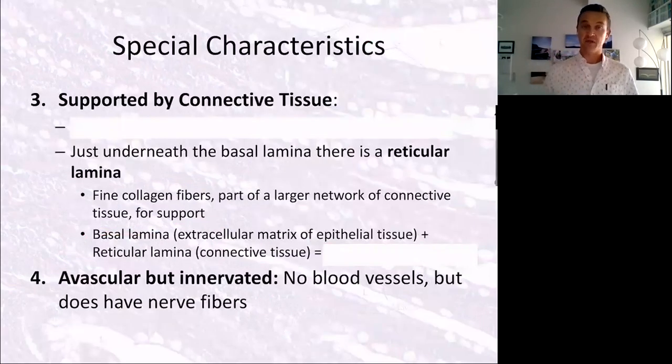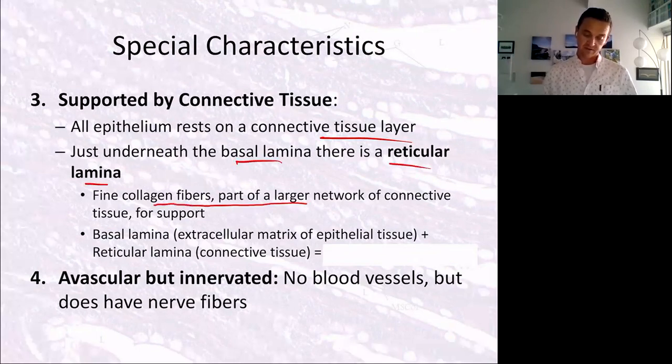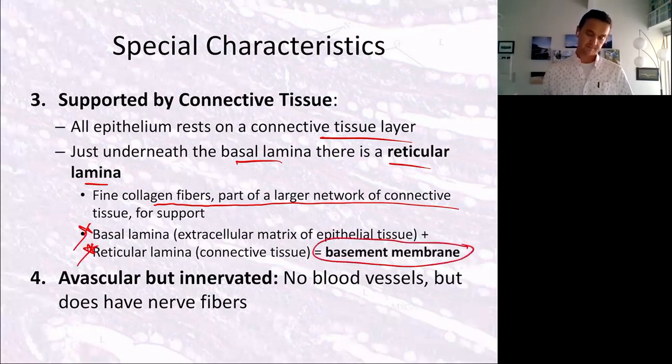Okay, and that leads us right to special characteristic number 3, which is that all epithelial tissue is supported by connective tissue. Okay, so all epithelium rests on a connective tissue layer. So just underneath that basal lamina is the reticular lamina, like we just said, and those are fine collagen fibers that support this large network of connective tissue. Okay, and so again, the basal lamina plus the reticular lamina, that equals our basement membrane.